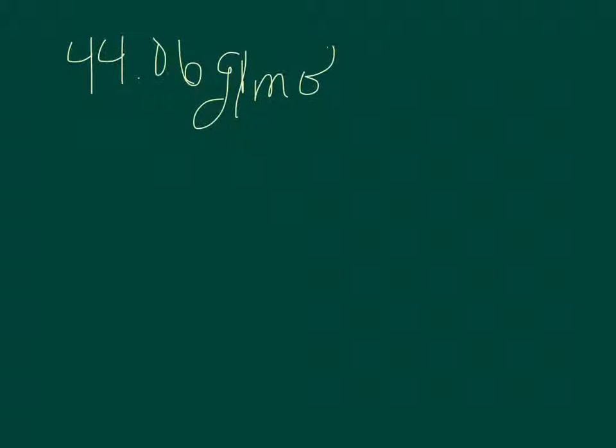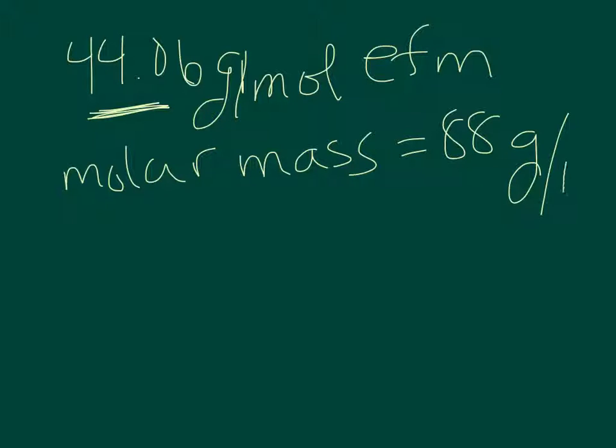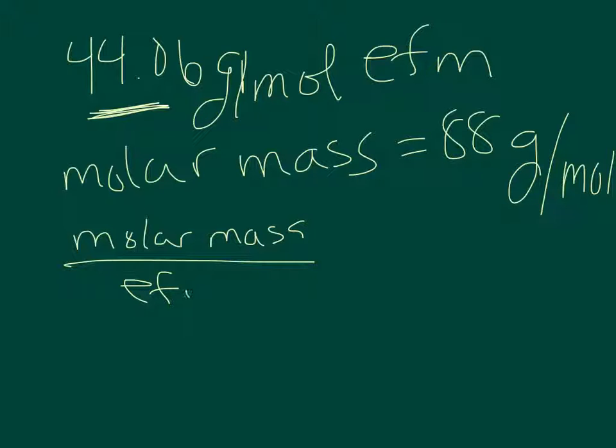My next step is with that 44.06 grams per mole, which is my EFM. I need to figure out, well, how much smaller is this than my molar mass? And my molar mass is equal to 88 grams per mole. So to do that, I take my molar mass and I divide by my empirical formula mass.